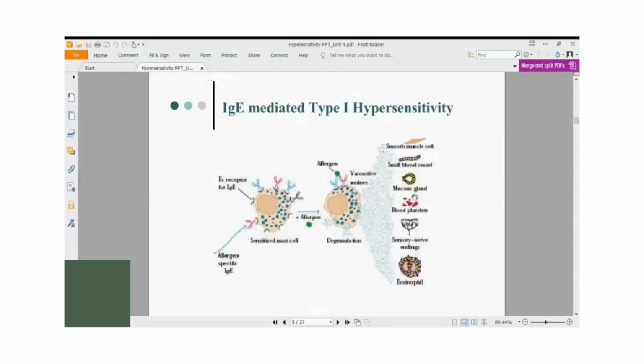And when these pharmacological mediators are released, they will have an effect on the smooth muscles, wherever the smooth muscles are, and the smooth muscles will show contraction. Smooth muscle contraction takes place, and wherever the blood vessels are, those blood vessels will show dilation, vasodilation will take place. And the mucus glands, especially in the bronchial passage, in the lung, and in the intestinal area, will start secreting excess of mucus. Mucus secretion will be in excess.